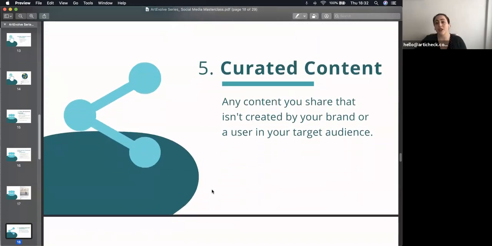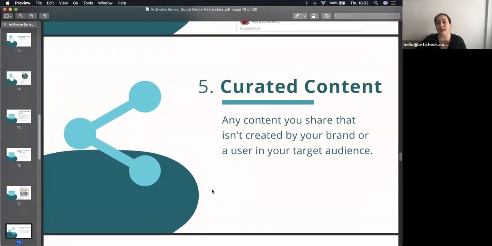Okay, so number 5, curated content. Any content you share that isn't created by your brand or a user and your target audience. So again, a really great option right now if you don't have an extensive photo or video archive for your organization, you're not collecting a lot of content from your employees, curated content is a really great way to go because you don't have to actually create the content, you only have to comment on it.